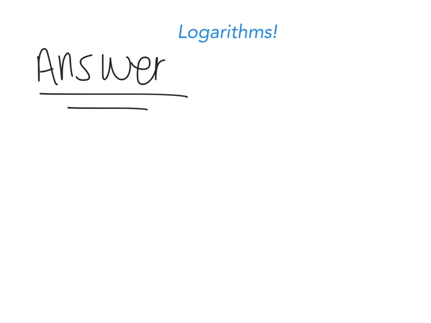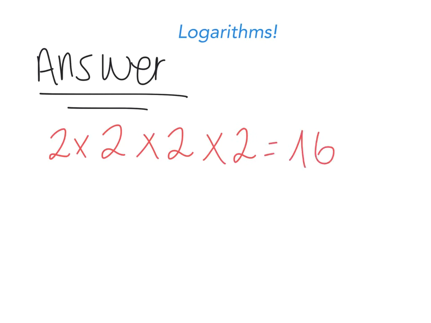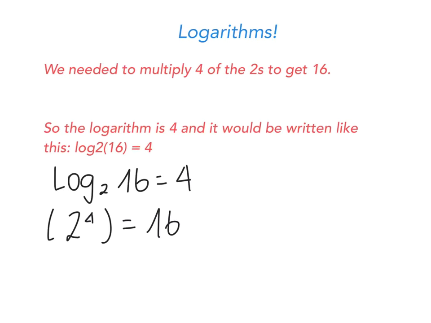Answer: 2 times 2 times 2 times 2 equals 16. We needed to multiply 4 of the 2's to get 16, so the logarithm is 4.